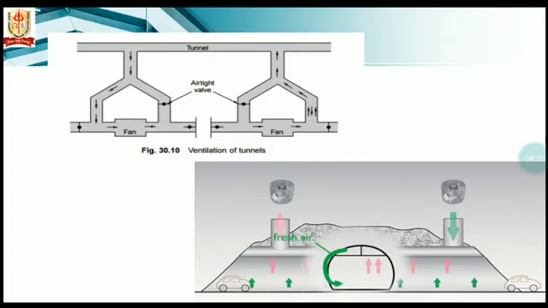Next method is a combination of blowing and exhausting process. In this method, blowers and exhaust fans are provided for forcing fresh air into the tunnels and sucking foul air from the tunnels, respectively. Many recent systems have tried to combine both blowing and exhausting, to utilize the advantages of either system.